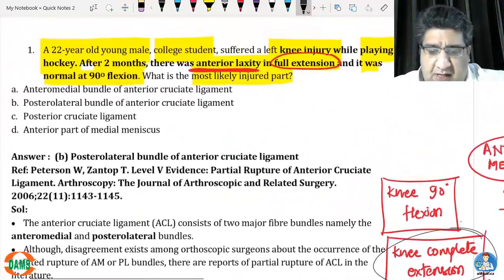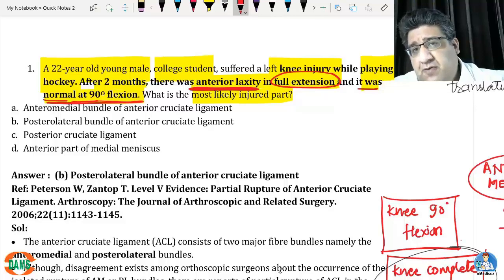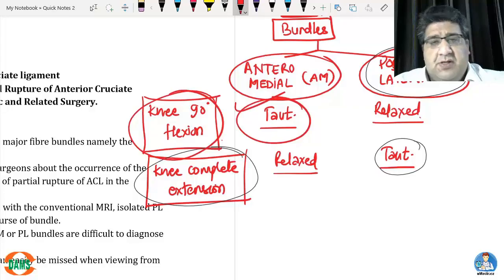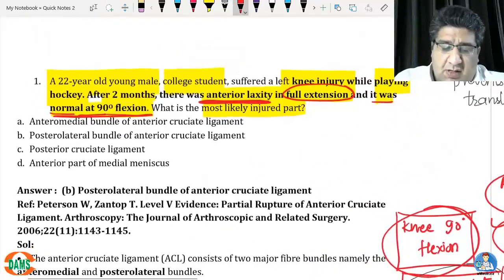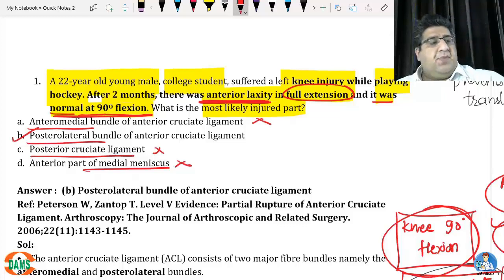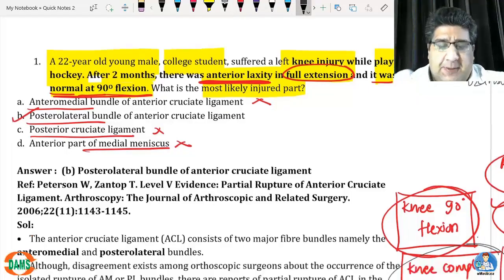Now we have to see whether AM is torn or not. So now if you see, it was normal at 90-degree flexion. Now which bundle has the job of preventing anterior laxity in 90-degree flexion? This is the anteromedial bundle, so it is tight. So that means AM is intact. PL is torn. So the answer: PCL, no. Middle meniscus, no. Anteromedial, no. Posterolateral is the answer. Is this first question clear to all of you? This is about the two very important bundles of ACL.